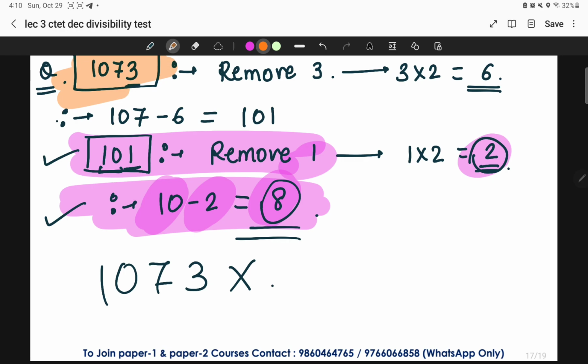I hope you have got this divisibility rule of 7. If not, then we'll be discussing a few more questions in the upcoming lecture. You will get it over there.